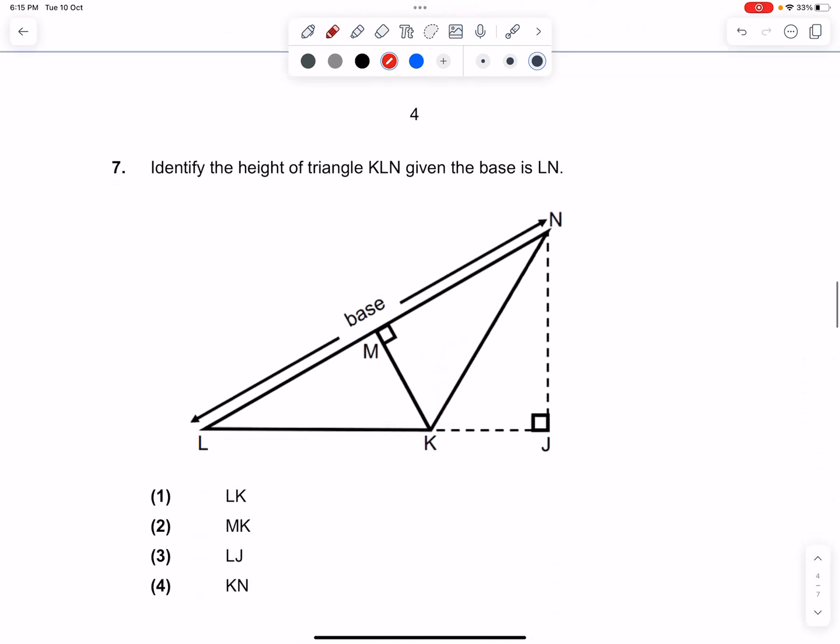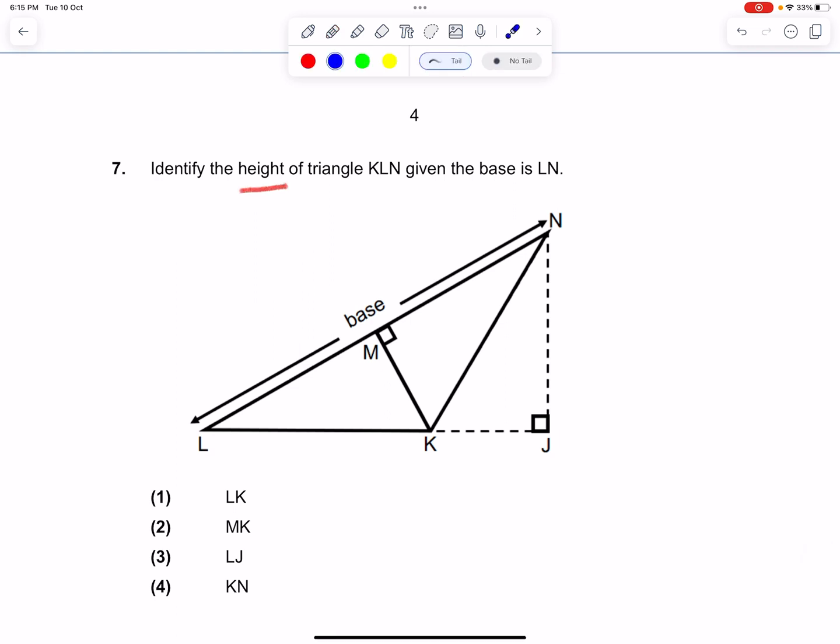Next, identify the height of triangle KLN. This is the triangle KLN, given that the base is LN. Let's highlight our base. Our base is here. Now how do we know what our height is? Our height is always the line that is perpendicular to your identified base, or the line that forms a right angle on your identified base. So if this is my base, my right angle is here. So this line has to be my height.